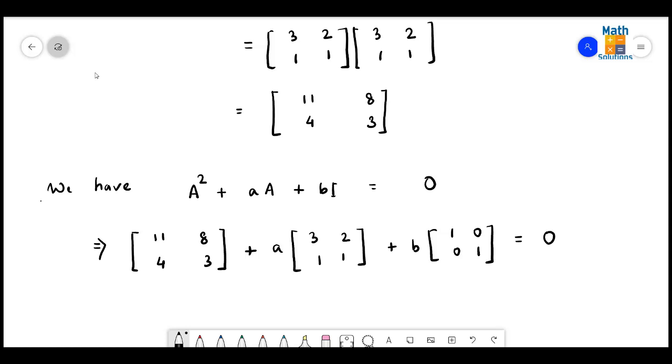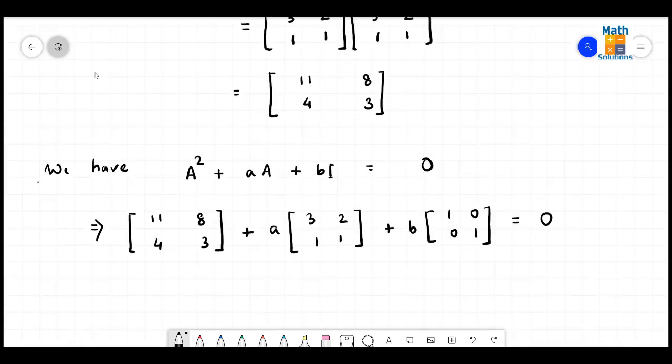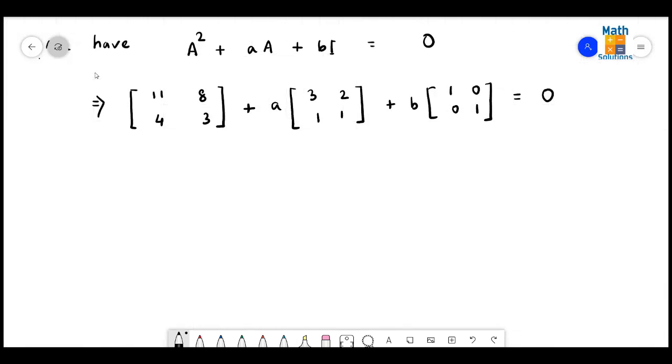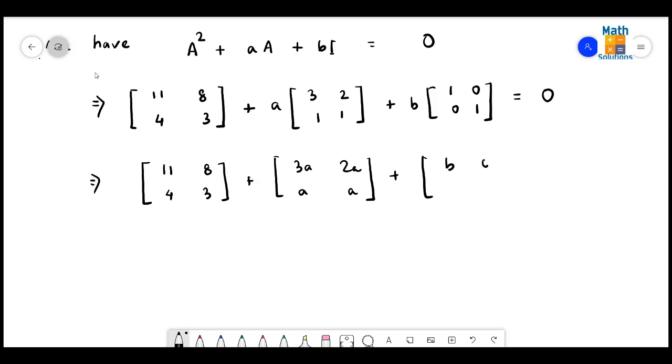Now we shall try to simplify the left hand side of this expression, and let us check what result we get combining all these three parts. Actually one more step I have to write down here to get this expression in more simplified form. Plus it should be thrice a, then twice a, then a, while at the same time I can write here b 0 0 b, that is equal to O, means null matrix.